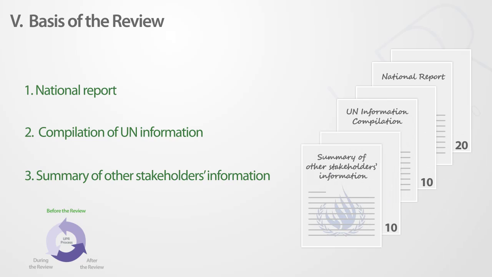The summary of the stakeholders' information is a 10-page document containing information sent by, inter alia, non-governmental organizations, national human rights institutions, academic institutions, and research institutes, regional organizations, as well as civil society representatives. Stakeholders send their information about the human rights situation in the country about 6 months before the review, which is then summarized by the Office of the High Commissioner for Human Rights.